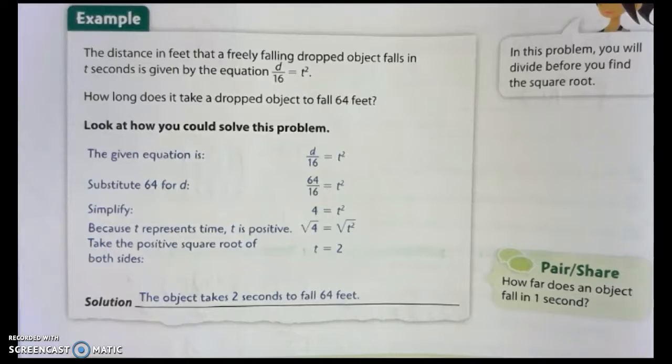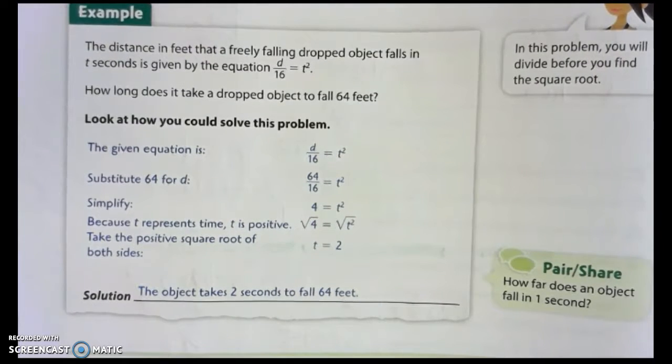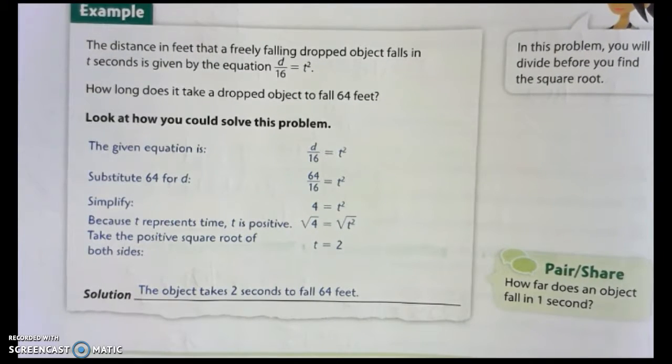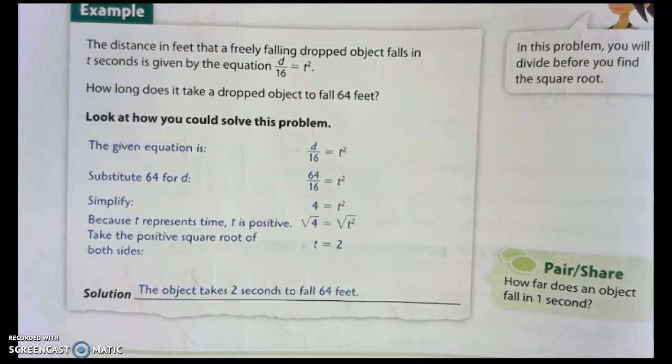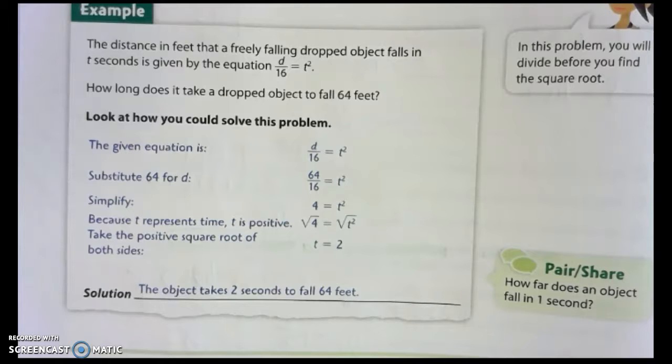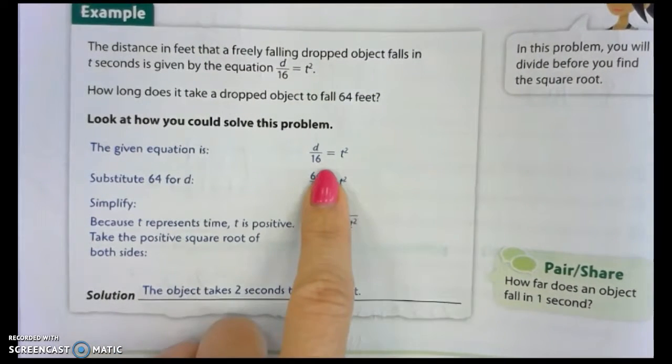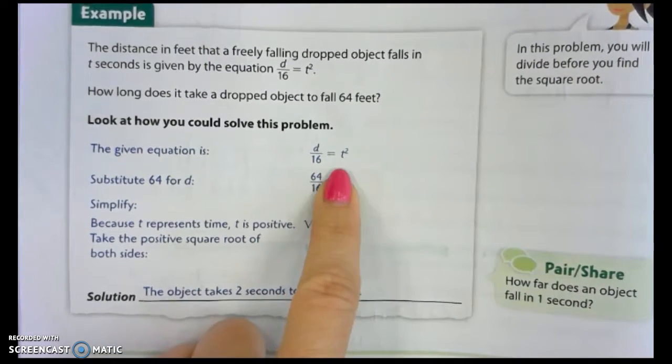The distance in feet that a freely falling dropped object falls in t seconds is given by the equation d divided by 16 is equal to t squared. Now, we are talking about distance and time. The d is going to represent distance, the t is going to represent time. How long does it take a dropped object to fall 64 feet? They've given you the original equation, d over 16 equals t squared.